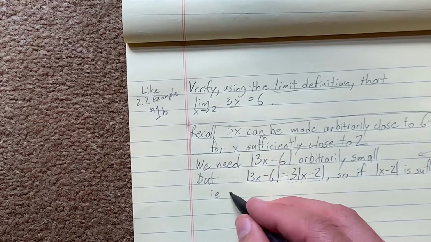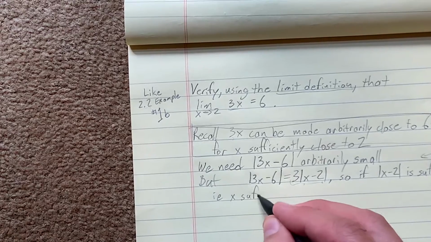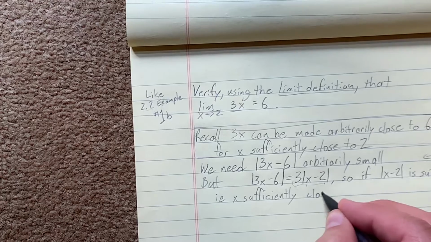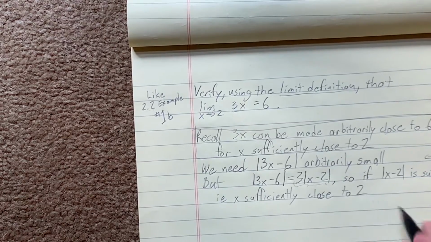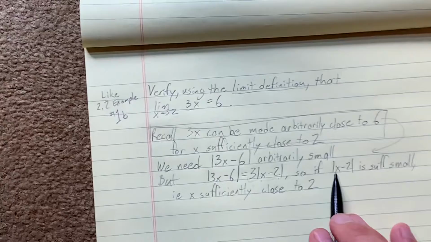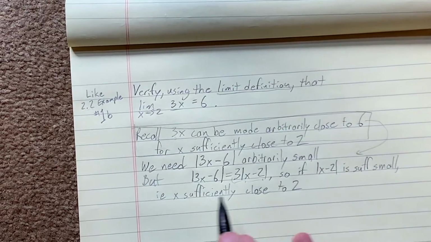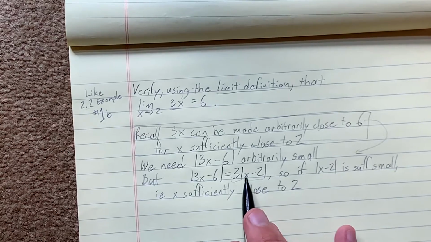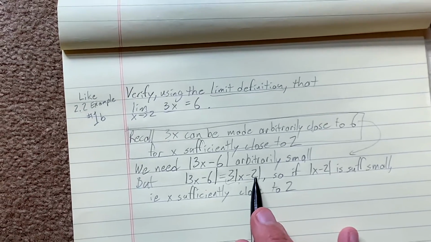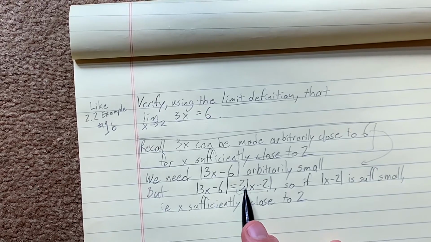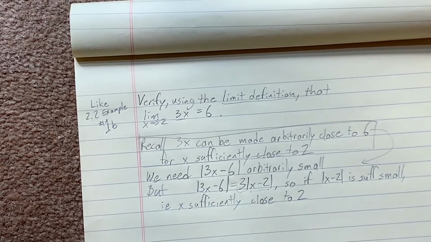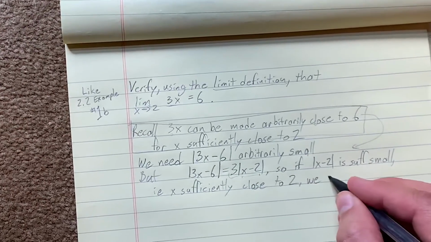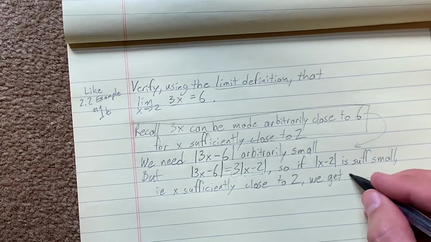That is, x sufficiently close to 2, right? What does this really mean? This means that x and 2 are close together. So x sufficiently close to 2, then the absolute value of x minus 2 is as small as you want. 3 times that, you can make as small as you want by making this small enough. We get what we need.